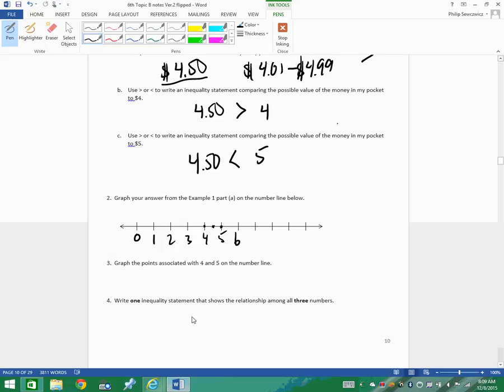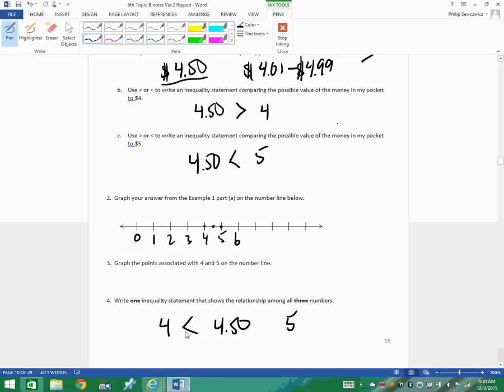Now, one of the things we're going to look at: graph your answer in part A. Graph the points associated with 4 and 5 on the number line. Okay, we've done that. Write one inequality statement that shows the relationship among all 3 numbers. Okay, so what we need here is we know we've got a 4, we know we've got a $4.50, and we know we've got a 5 involved here. So 4 is less than $4.50. Now, we're going to look at these particular ones, so we're going to pretty much cover this up and pretend it's not there.